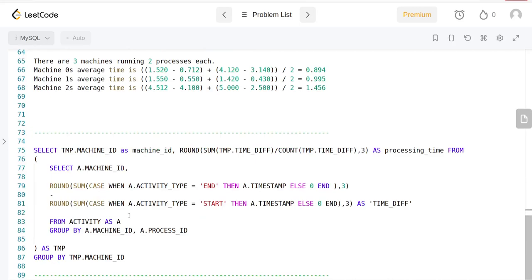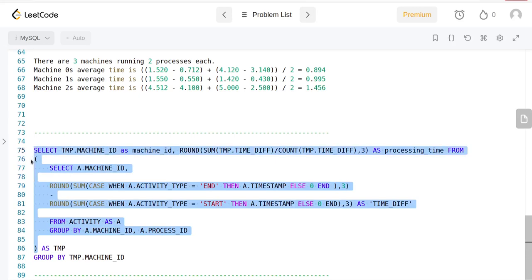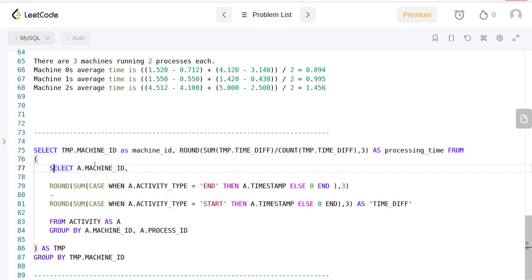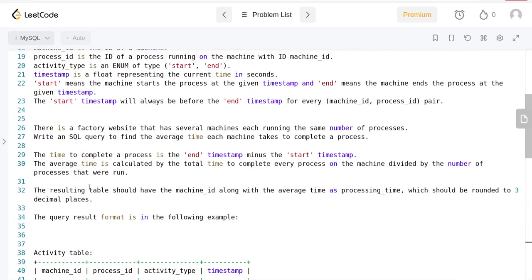Okay, now there is an inner table in here, and from the inner table we're just going to get the machine ID as machine ID, and then the timestamp time difference. We're going to sum it and count it, divide it by the total number of counts, and round to 3 as the processing time. This rounding is a requirement here. The resulting table should have the machine ID along with the average time as processing time, which should be rounded to 3 decimal places.